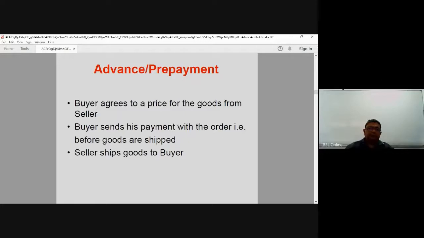Supposing the importer sends the money to the exporter, right? And once the exporter gets the money, if the exporter does not ship the goods to the importer, what happens? The importer is going to lose. We sent the money, but the importer did not get the goods. Importer lost. Okay.